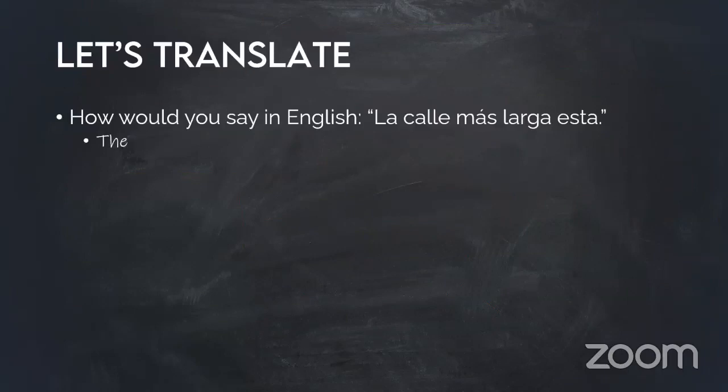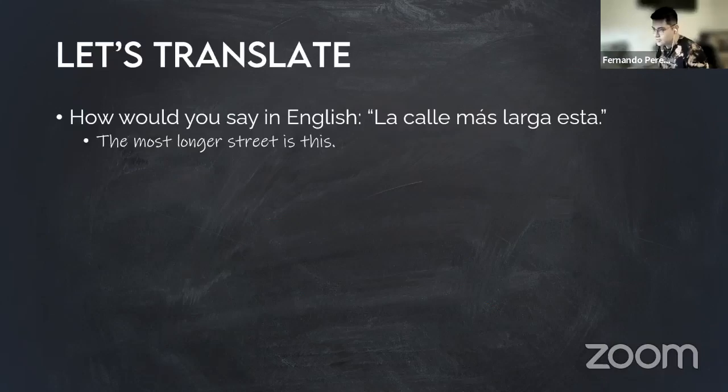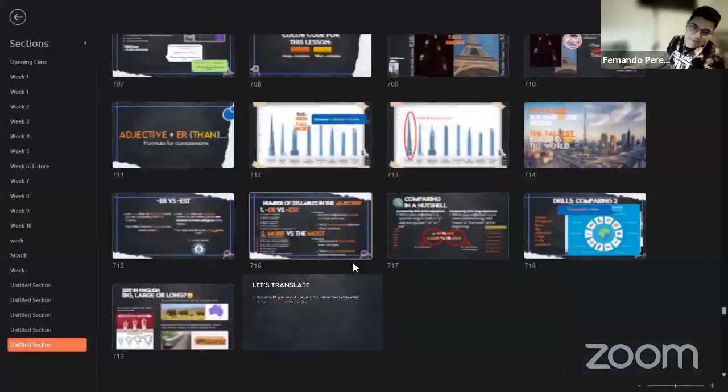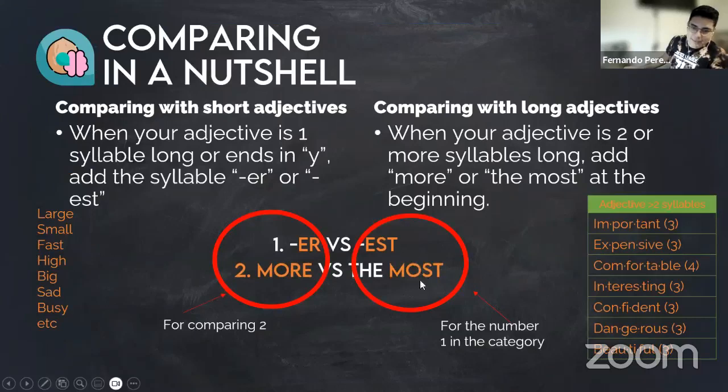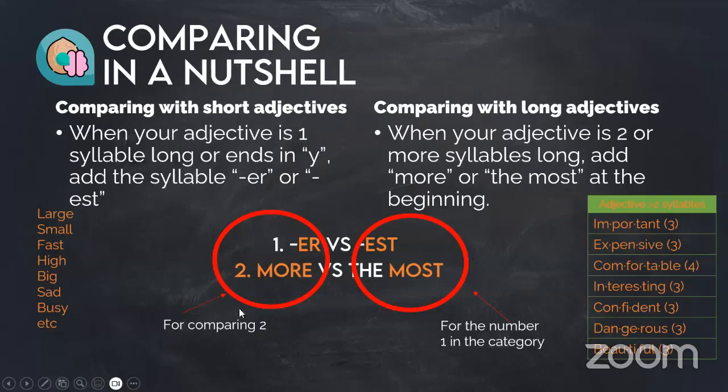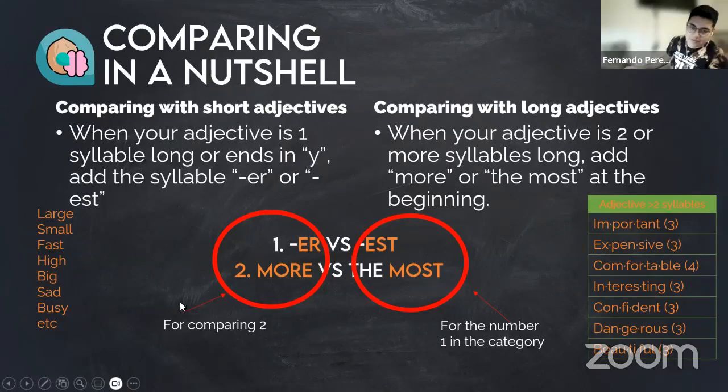So it's the street. No, the most longer street is this. Very close. Redundant. Most, no, actually, not redundant. Most is for the top number one category. You see? Yes, but I don't know what word you are comparing to put there.